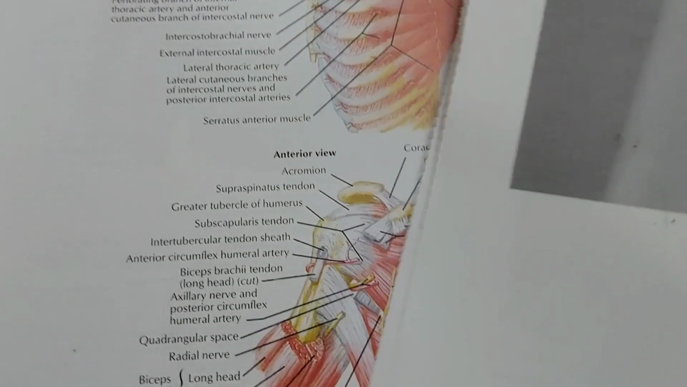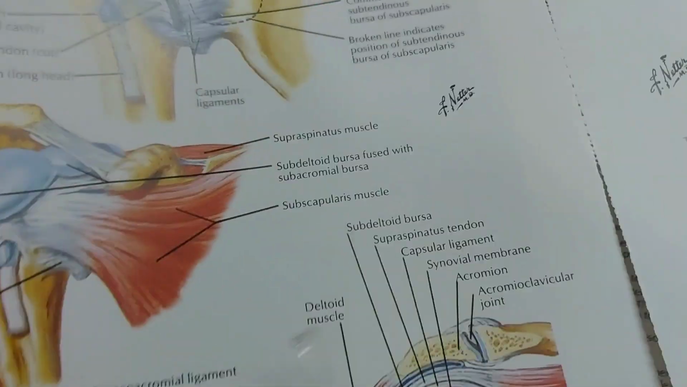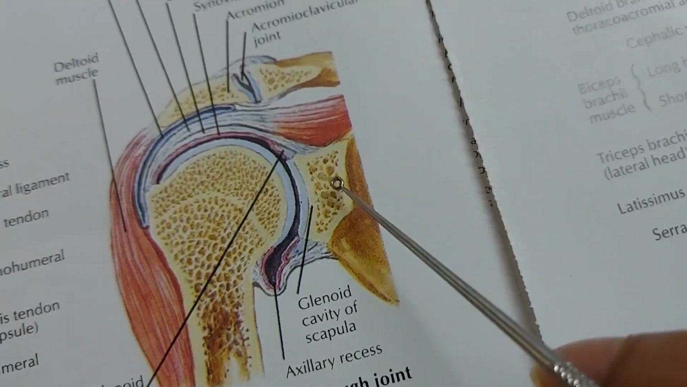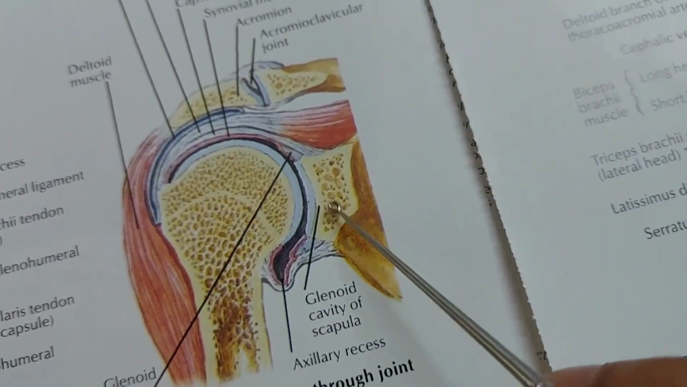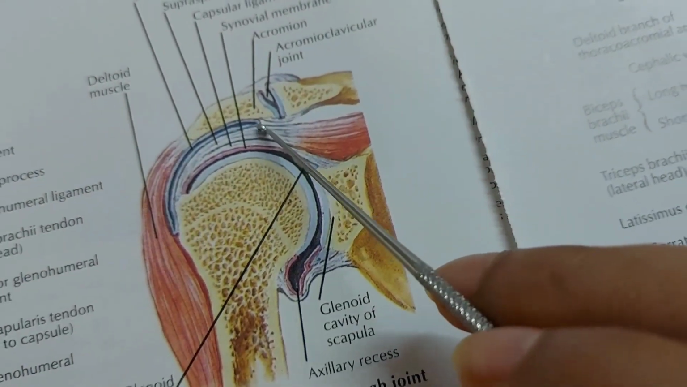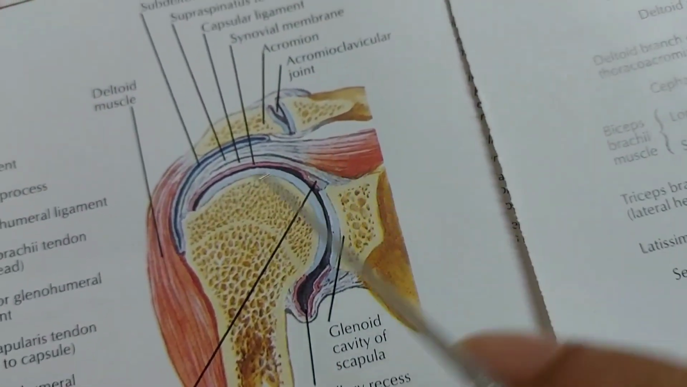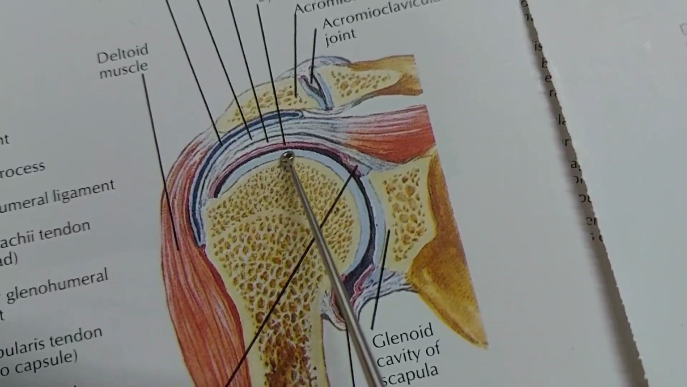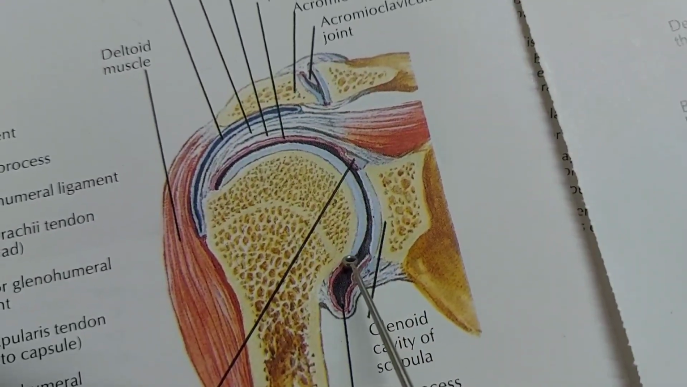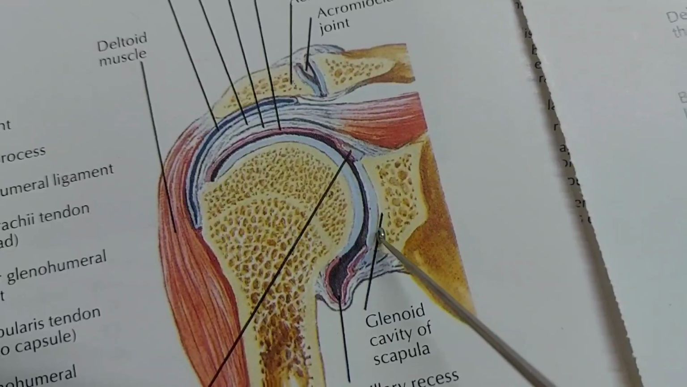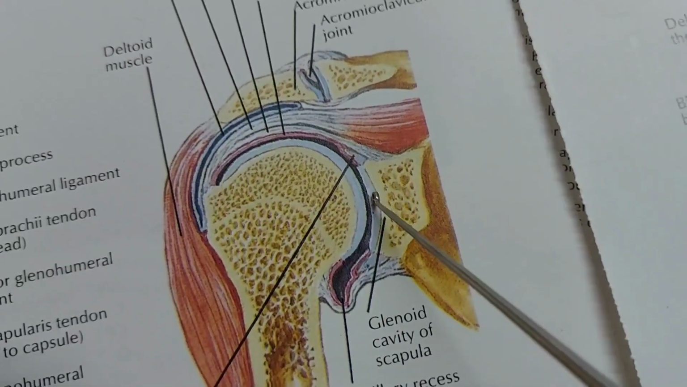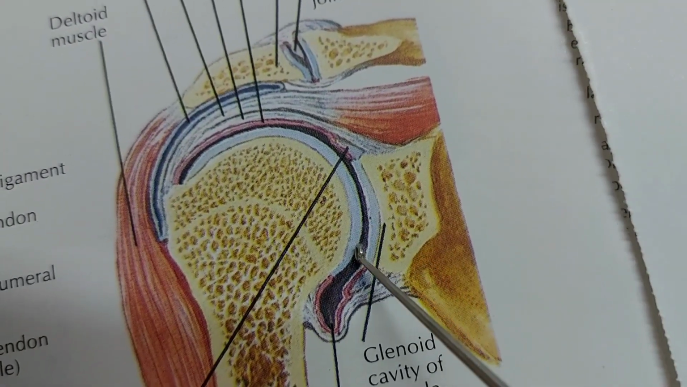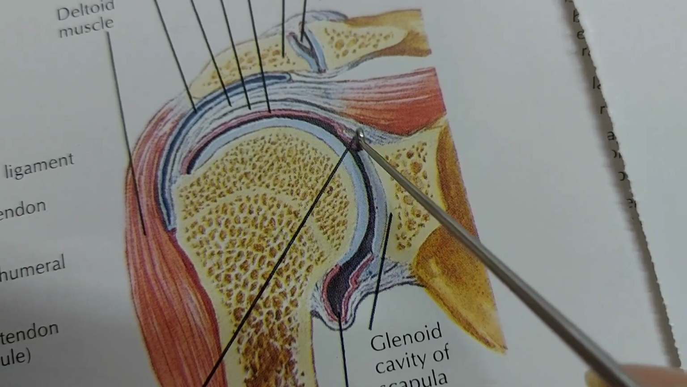If we see this joint very closely, this is the humerus and this is the scapula, and this is the glenoid cavity of the scapula. On close examination, we see that the head of the humerus is covered with cartilage, and the glenoid cavity is also covered with cartilage. In between these two cartilages, there is a fluid-filled space.